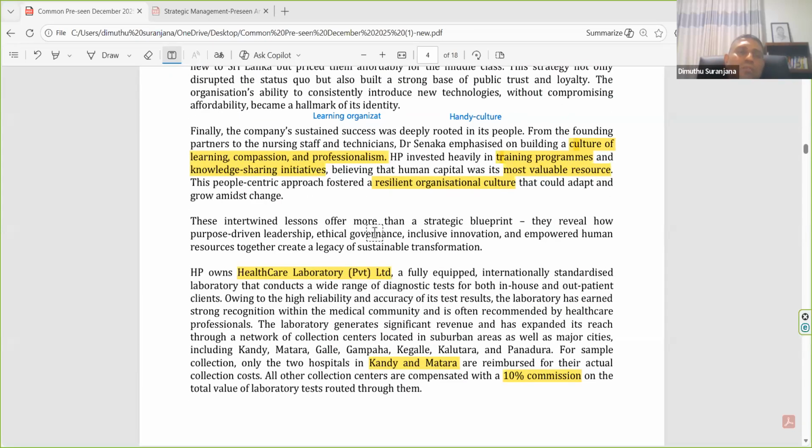Right, any questions, guys, from these areas we have discussed? Now, questions from anyone? Right.